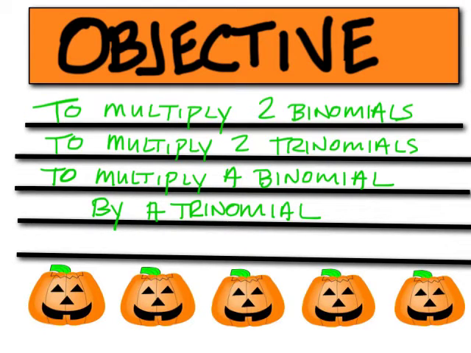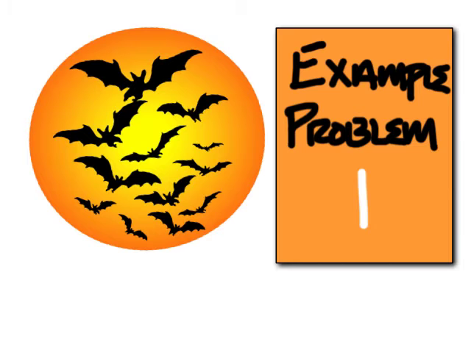Today is to multiply two binomials, which is what you just did. So we'll practice that a little bit and then go on. Then we'll multiply two trinomials. That's when you have a 3 times a 3. And then multiply a binomial by a trinomial. That's a 2 times a 3.